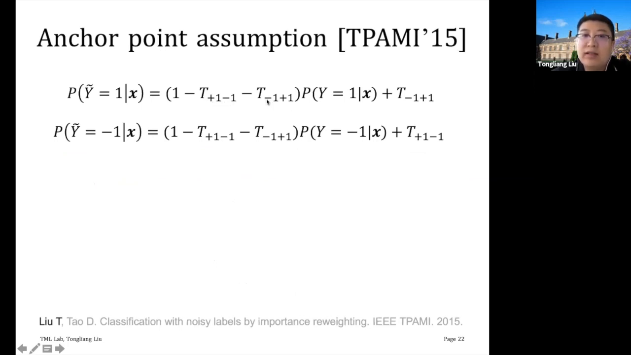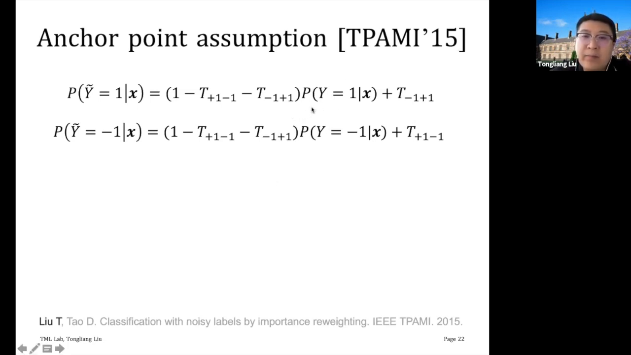Okay, similarly, t_{-1,+1} represents that the clean label is +1, but we observed the noisy label as -1. The transition matrix builds a relationship between the noisy class posterior and the clean class posterior. So with the 2 equations, by some easy arrangement, you can easily obtain those 2 equations. And here we just show you some interesting observations.